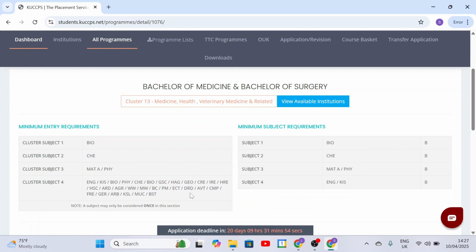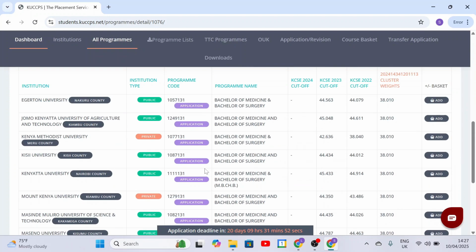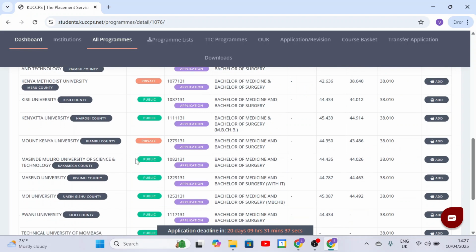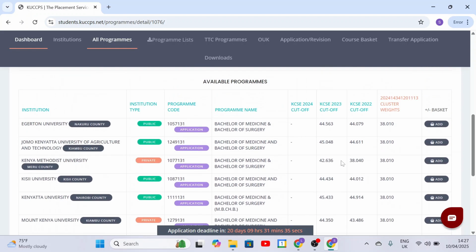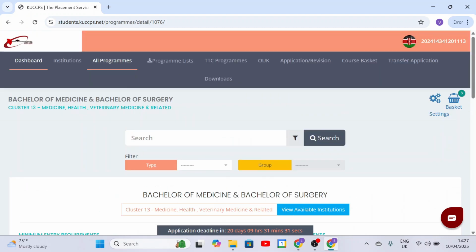And now this is very important. I will be coming back to this in a while. This is just to show you exactly what you expect. And then now here, instead of showing you one university and all the courses, it will be showing you the same course in different universities. Egerton, JKUAT, KEMU, all these universities are offering the medicine course, and we shall be coming to see what exactly is the definition on this other side, right?